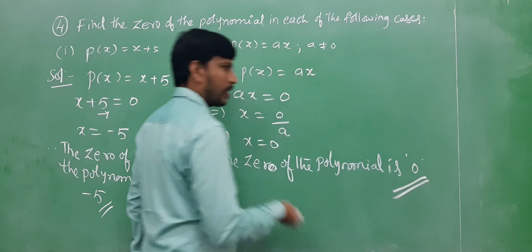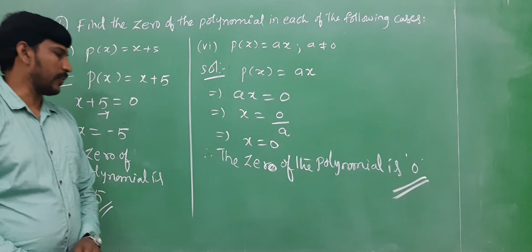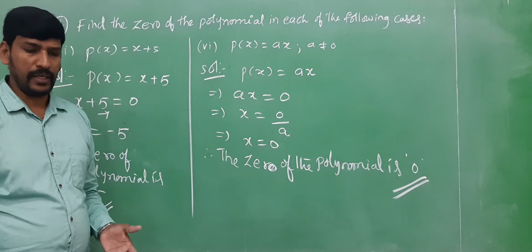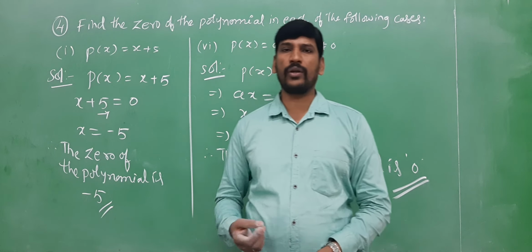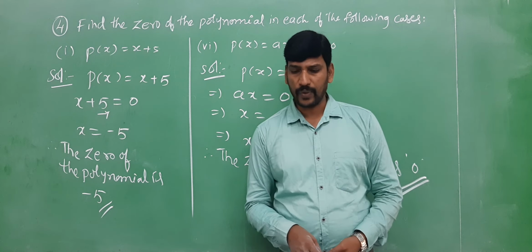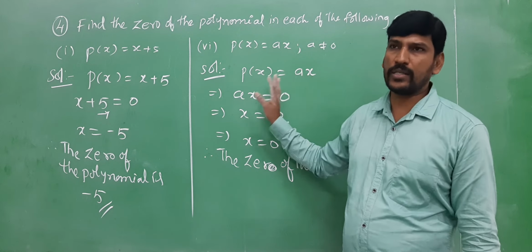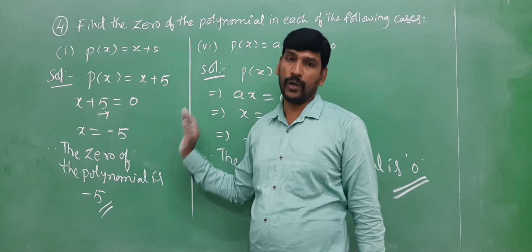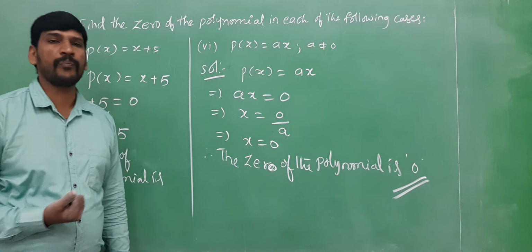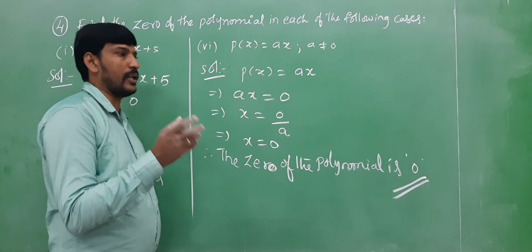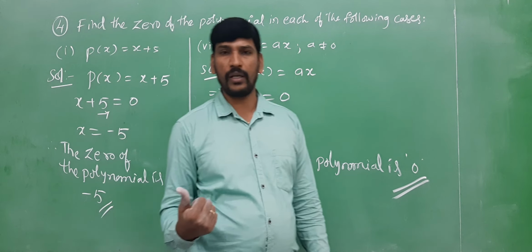Okay children? Let's complete it. Whatever problems from the exercise we did not discuss, you need to complete in your classroom. Okay children, I hope you understood what is 0 of the polynomial, what is value of the polynomial, how to find the 0 of the polynomial for a linear polynomial, and whenever they give the values, how to substitute and how to find the values of the given polynomial.